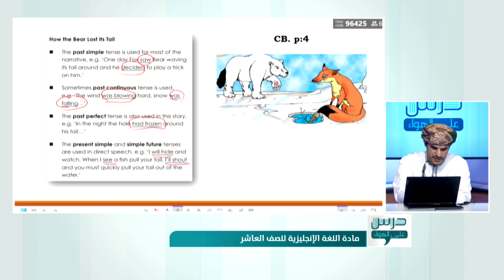As you can see here, these words are words from one of the characters in the story. We call it direct speech. So with direct speech, use the present simple and simple future. You can, of course. And the second story.